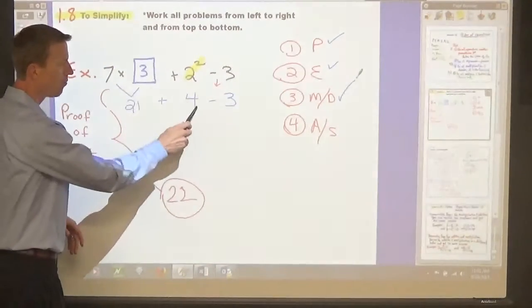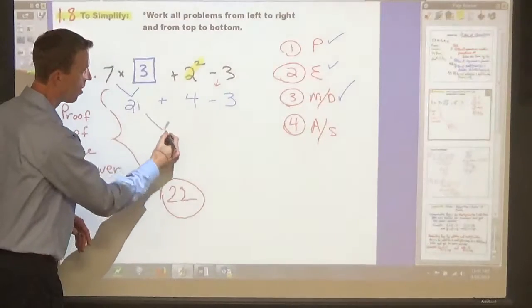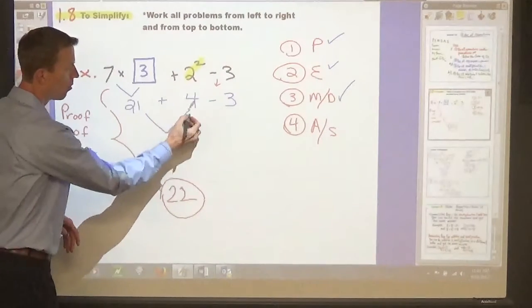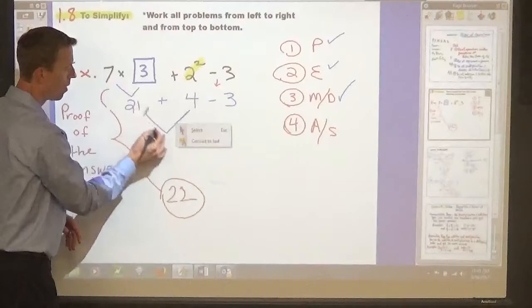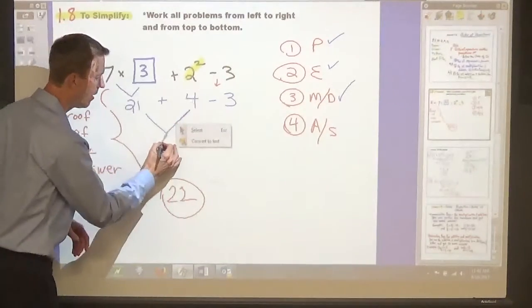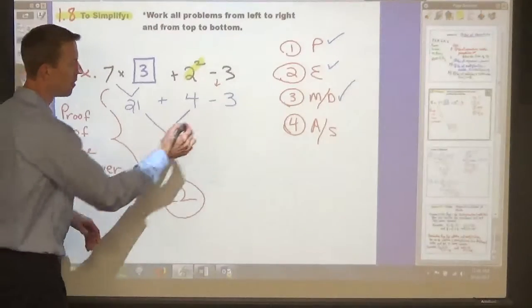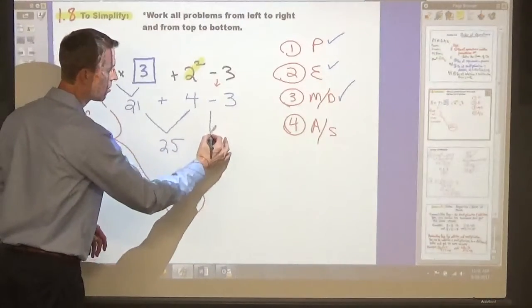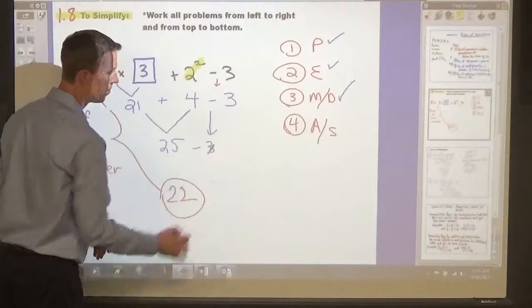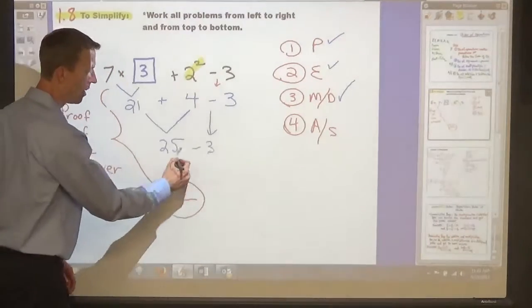Add 21 plus 4 first. So I'll put a little V because I'm going to write the answer to that. 21 plus 4 is 25. And then bring down the minus 3. And then it's 22. And then the answer is?